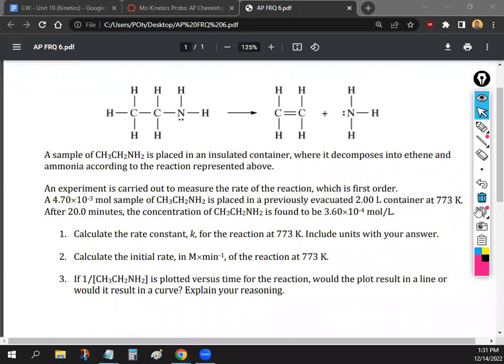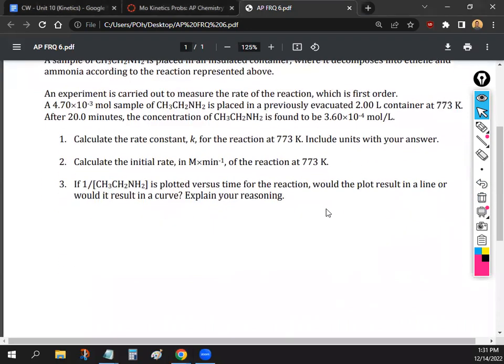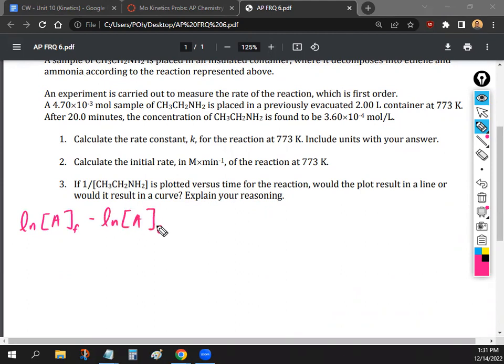Okay, so for this problem, what we are going to do is first we're going to calculate the rate constant, okay? Now you guys should be able to identify that this is going to be a problem where we need to use that formula again, the natural log of the final concentration minus the natural log of the initial concentration, and that is going to be equal to negative kt.